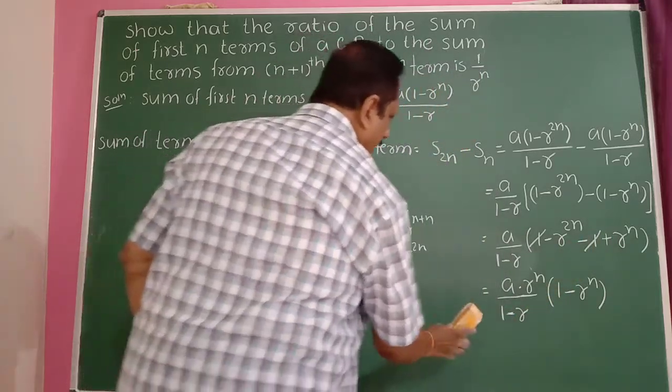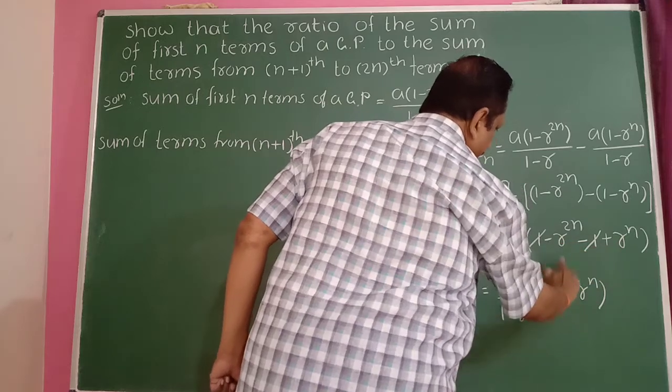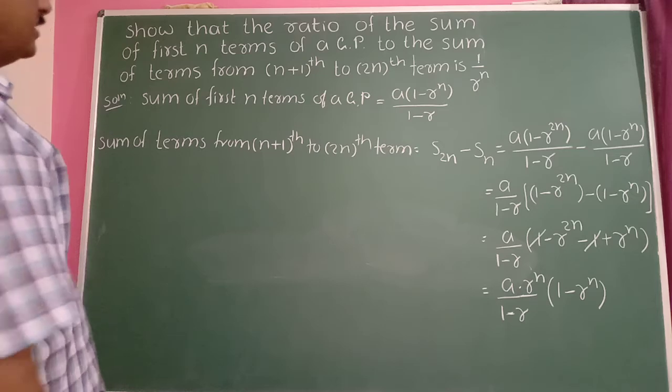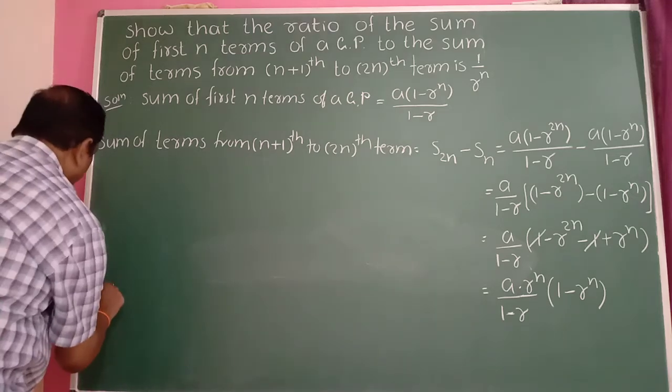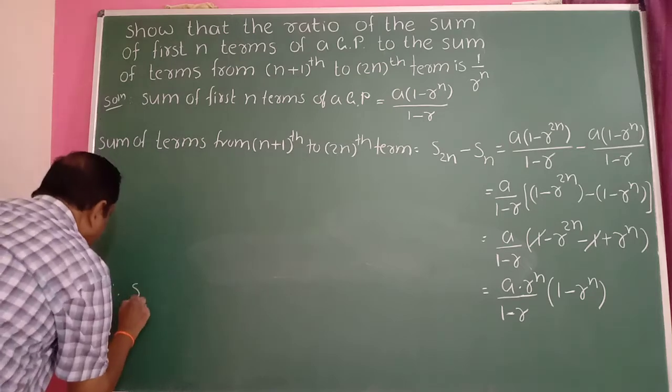Hence, r to the n is a common factor here. Then the remaining is 1 and here minus r to the n. Now take its ratio here. Therefore, the sum of the first n terms of a GP.